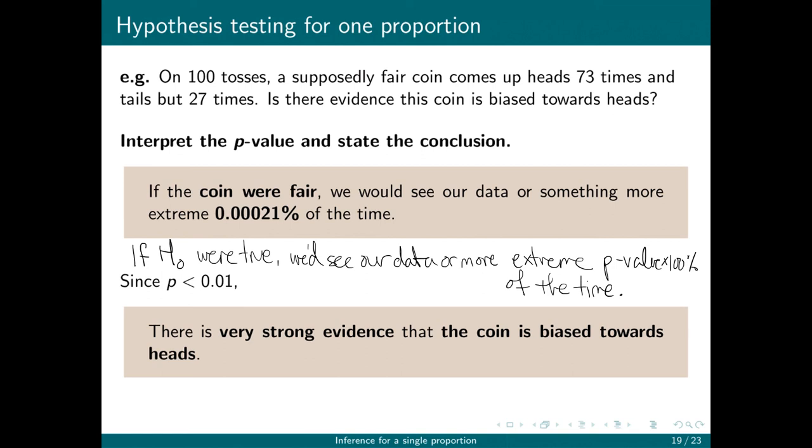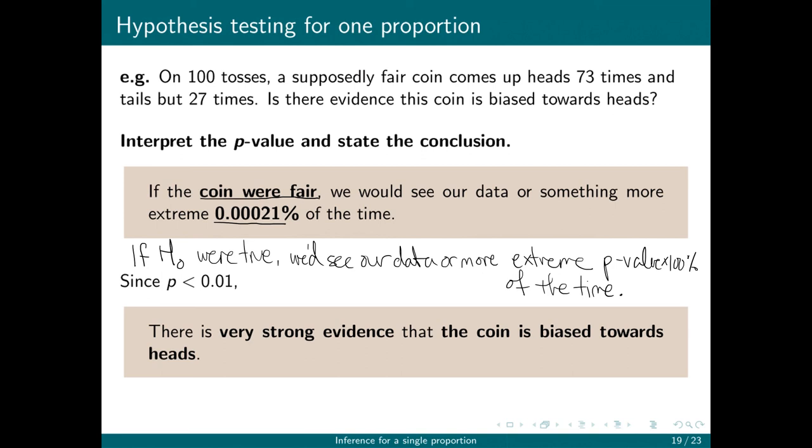So we want to report the null hypothesis in context. We say that if the coin were fair, we would see our data or something more extreme 0.00021% of the time. Now we state our conclusion. Since our p-value is less than 1%, there is very strong evidence that the coin is biased towards heads.